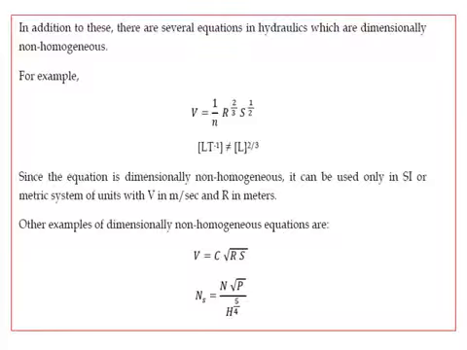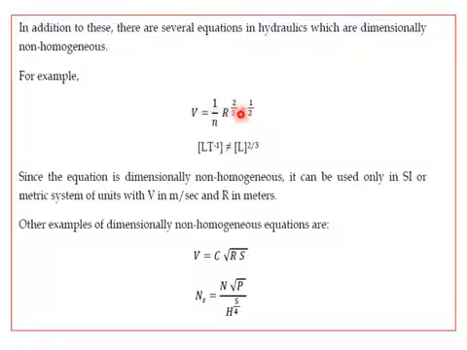In addition to this, there are other equations in hydraulics which are dimensionally non-homogeneous. For example, Chezy's equation, V is equal to C root RS, or Manning's equation, which is V is equal to 1 by N R to the power of 2 by 3 S to the power of half. So you know that V is LT minus 1.